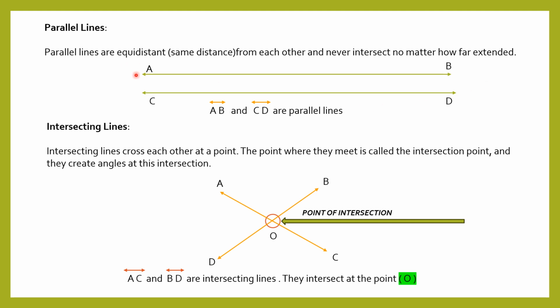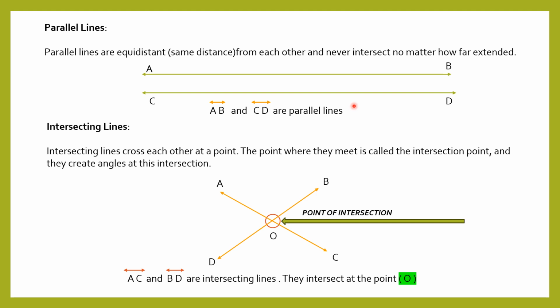In the figure below, you have two straight lines AB and CD. No matter how much you produce A or B or C or D, they are never going to intersect each other at any point. So these kind of lines are called parallel lines.